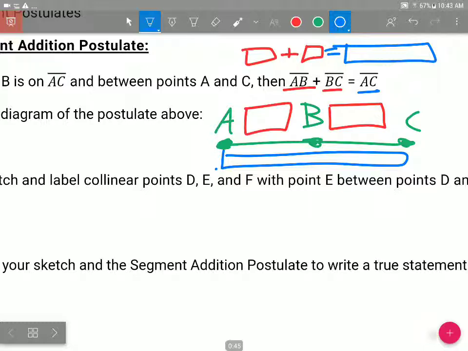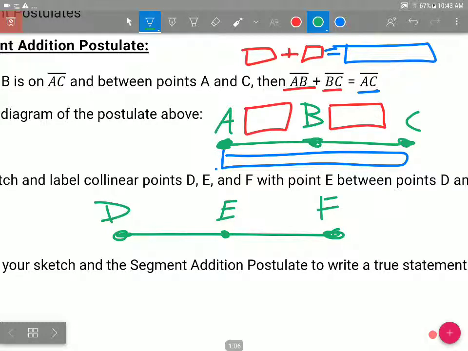So, like number 1, it says sketch and label collinear points D, E, and F, with E between D and F. Okay, so we'll start there. They want E in the middle, so I'll put E in the middle, and D and F are on the outside.